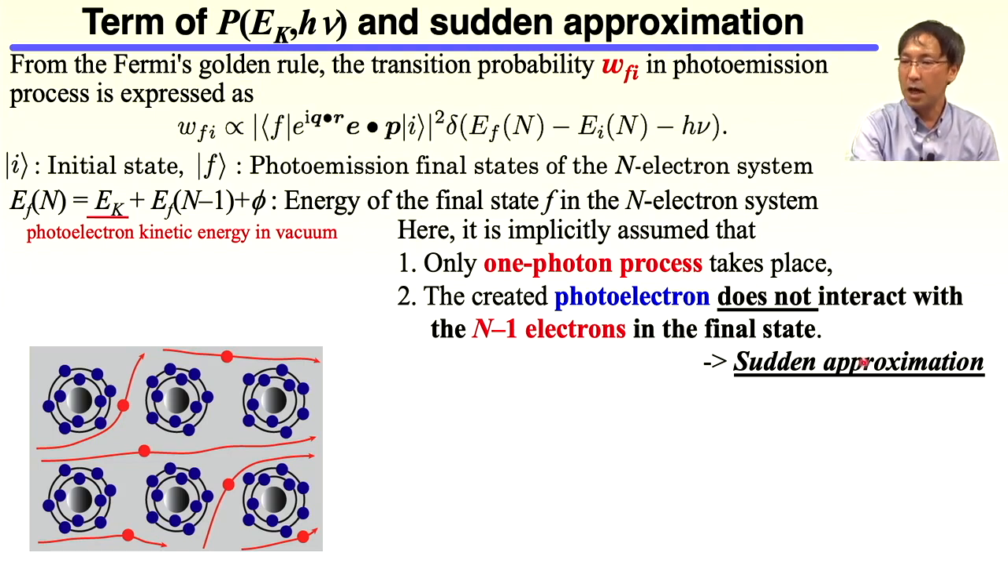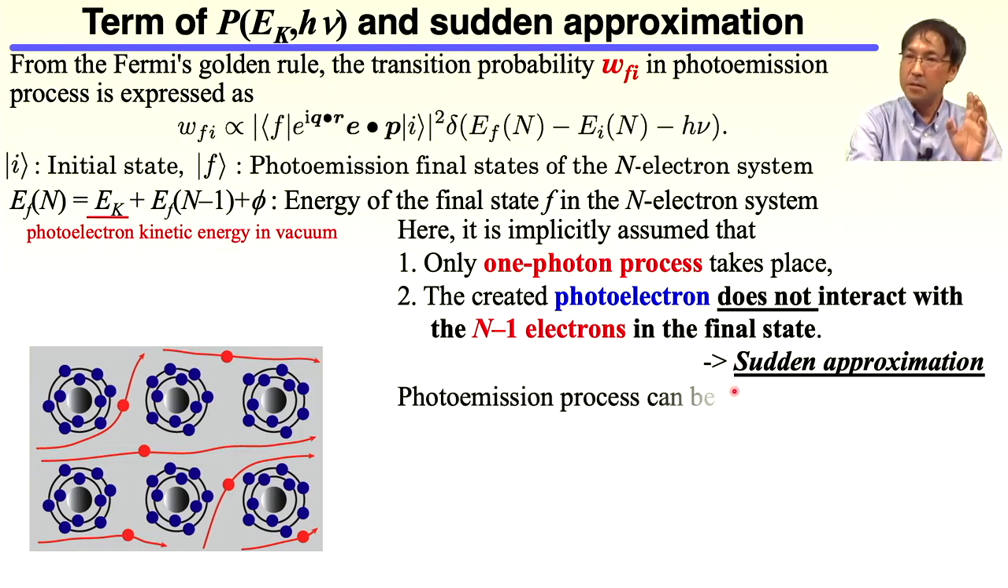This is called the sudden approximation, which is justified by the fact that the photoelectron energy is much higher than that of the residual n-1 electrons. In this case, the interaction between the photoelectron and the other electrons could be negligible, since the off-diagonal terms are relatively much smaller than the energy difference between the diagonal parts, namely the diagonal energies of the photoelectron and other electrons.